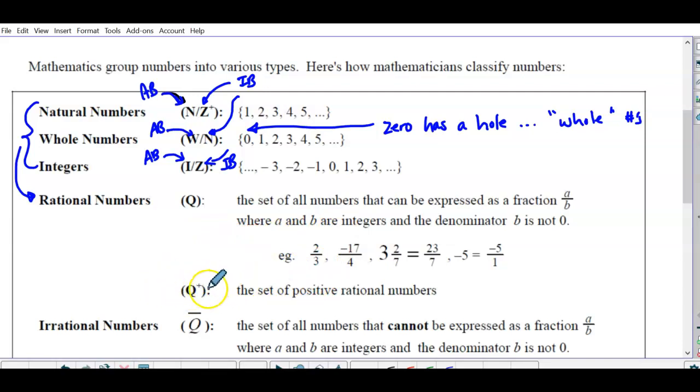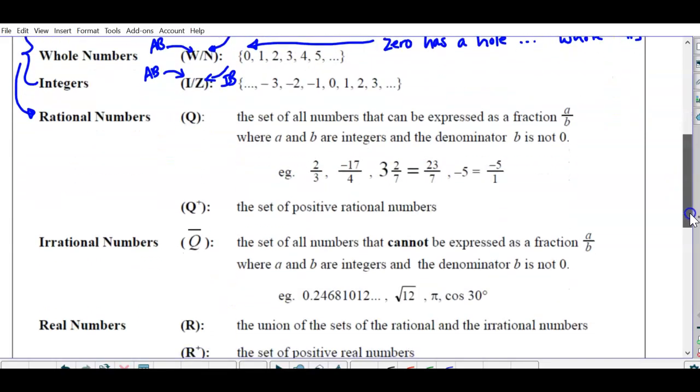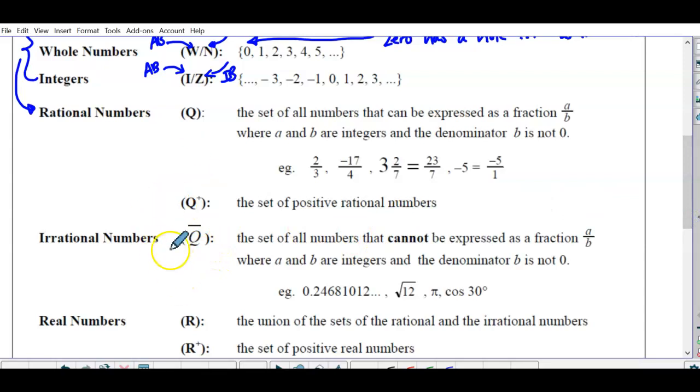Sometimes you will see Q with a plus. That's the set of positive rational numbers. You don't end up seeing that very often. Then irrational numbers, no matter which, Alberta or IB, is Q with a bar over top. Sometimes I have seen it with Q with a prime symbol, but for what we're doing, it's Q with a bar. So that's the set of all numbers that cannot be expressed as a fraction a over b, where a and b are integers and the denominator b is not zero. So you can't end up showing it as a fraction, and that really means they are non-repeating, non-terminating decimals when you show them as a decimal. So you can't see a pattern that repeats.